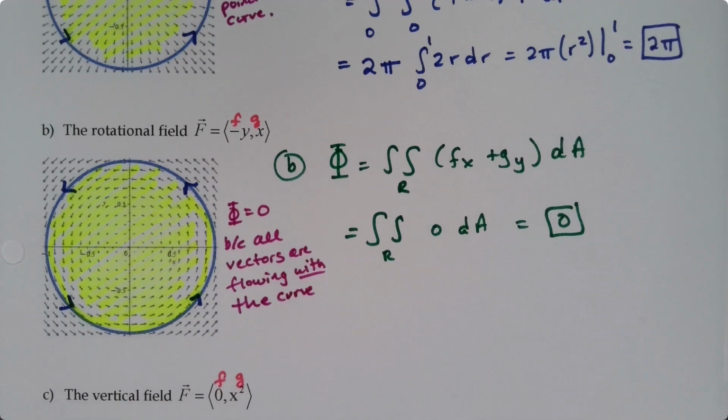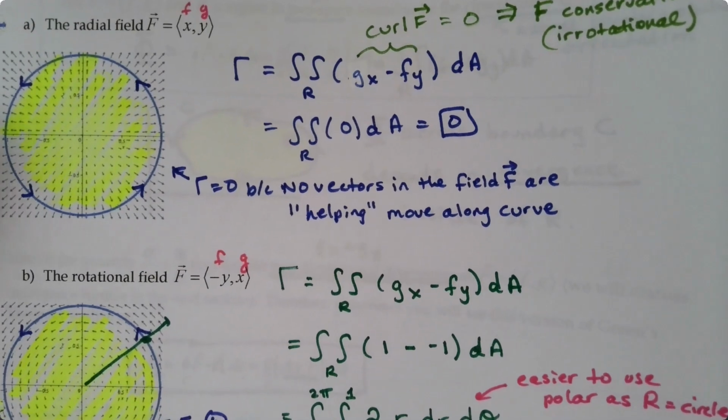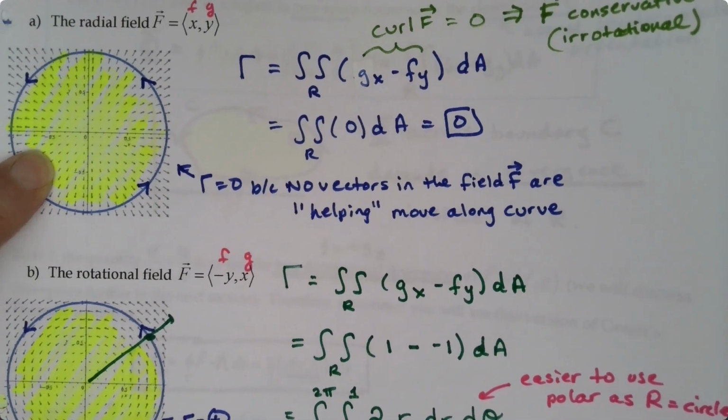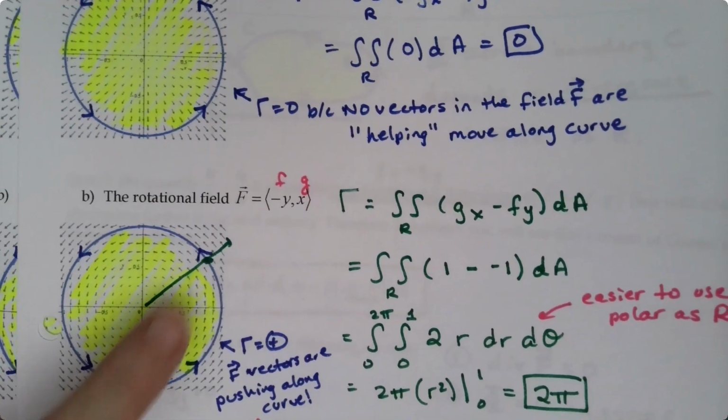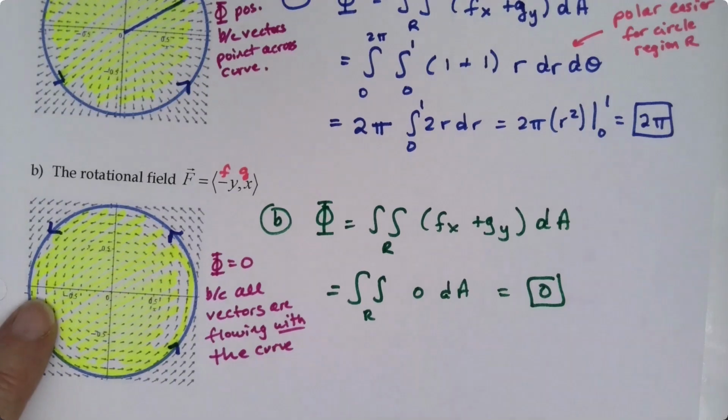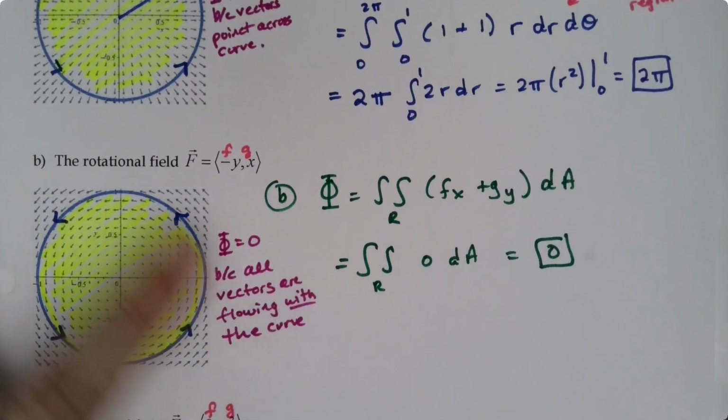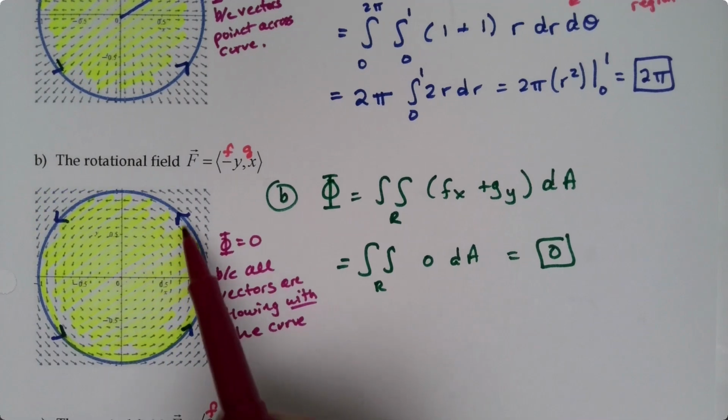Right? So these two are exact opposites of each other. If you look at the old one, when we did circulation, circulation on the first one was 0. So it has no circulation, lots of flux. The second one had lots of circulation, but no flux. Right? Nothing is crossing those barriers. Those arrows are all flowing with the curve.